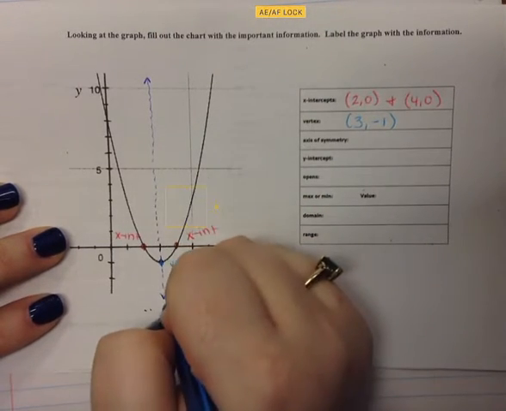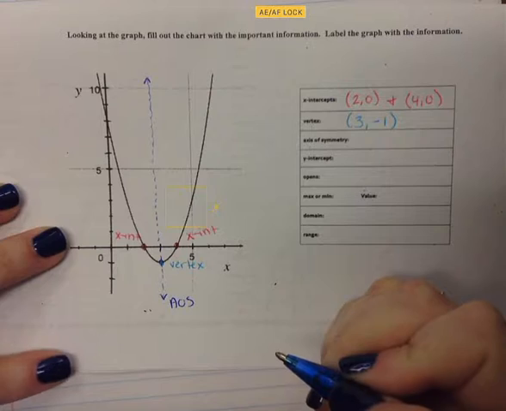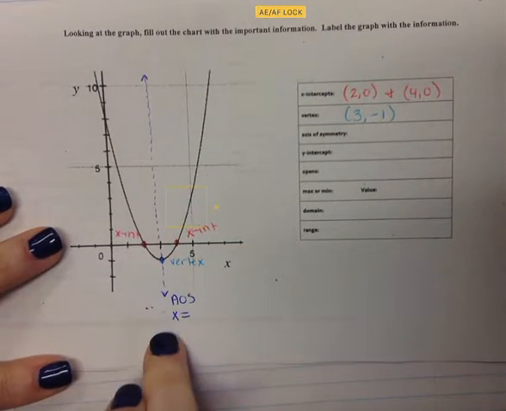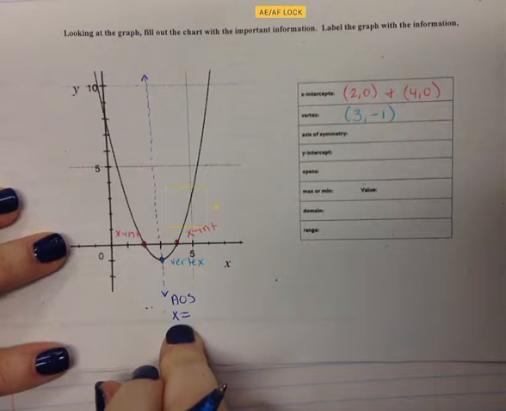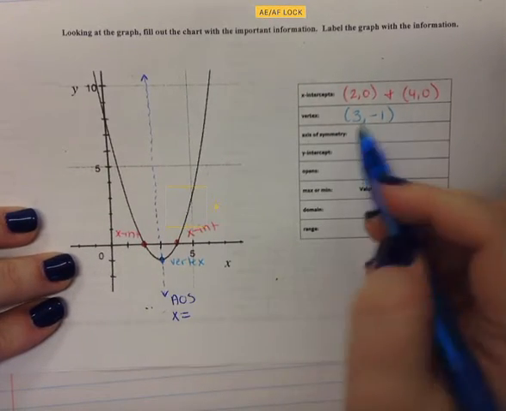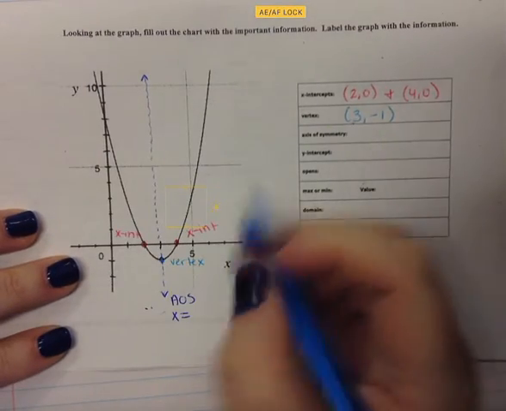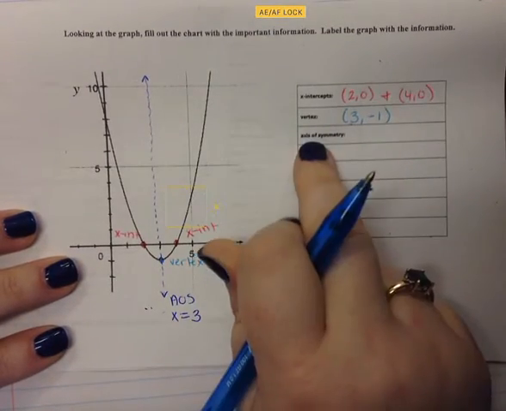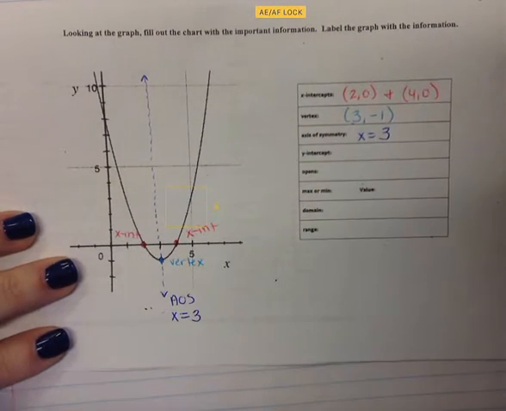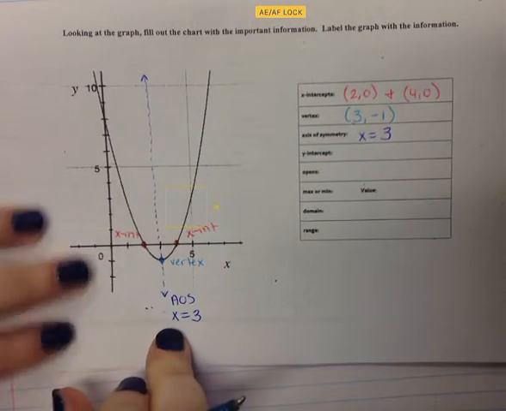I'm going to label it as AOS because that's the axis of symmetry. It's going to be x equals. It is an equation of a line. It's an equation of a vertical line. So it is x equals, and the x value of your vertex is 3. So x equals 3. So the axis of symmetry is x equals 3. You should always label that out on the actual graph itself.